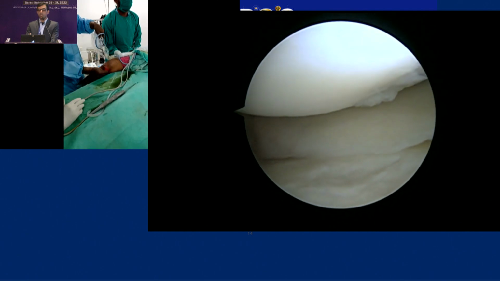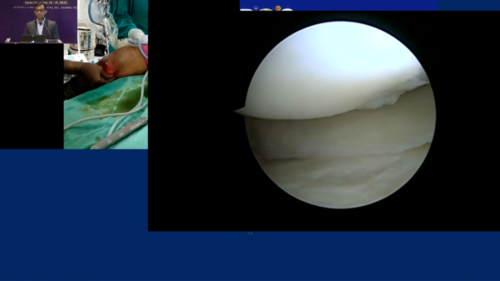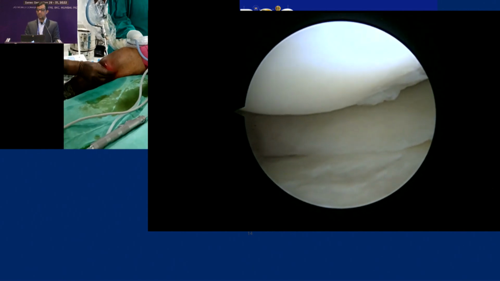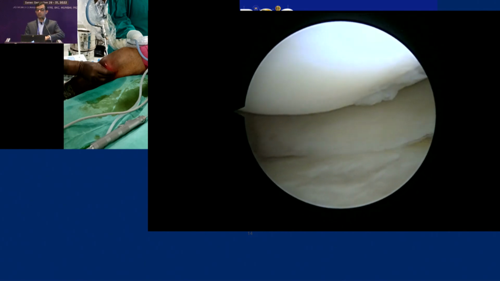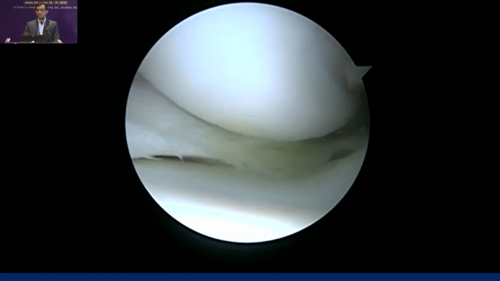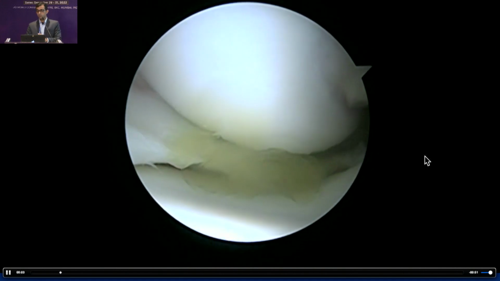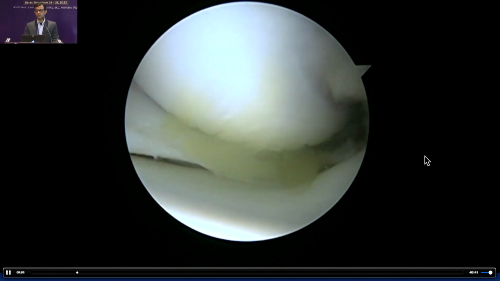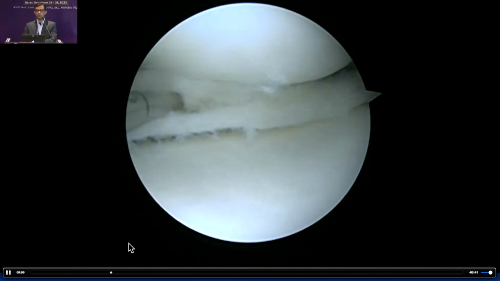So this is what I prefer to do in my initial days: MCL tenotomy, even for the medial meniscus resection, and that is how you increase the lateral joint space after MCL tenotomy till you get grade 2 MCL laxity. That is it, and that is how you go ahead with the repair technique. So this is a tear along with the cyst, and that is how you probe that tear. You debride that tear usually with the meniscus probe.